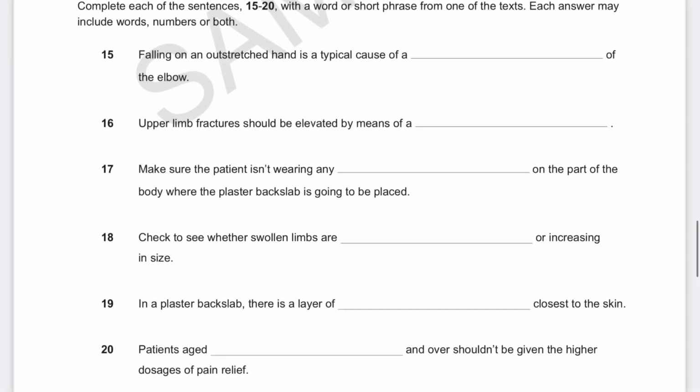Number 16. Upper limb fractures should be elevated by means of a blank. So keywords are should be elevated.